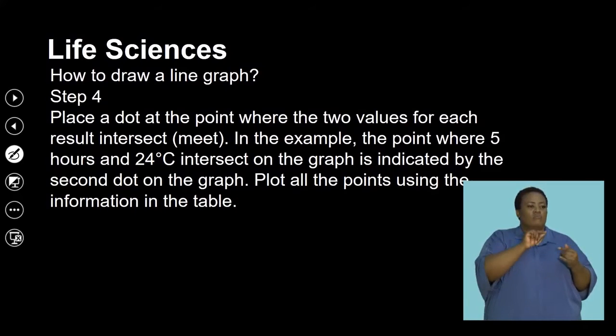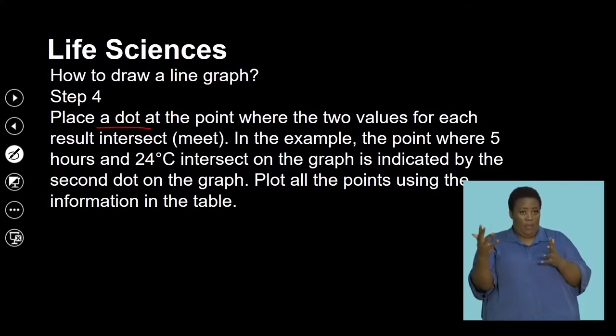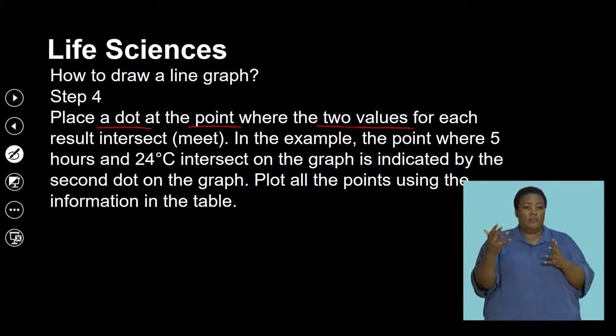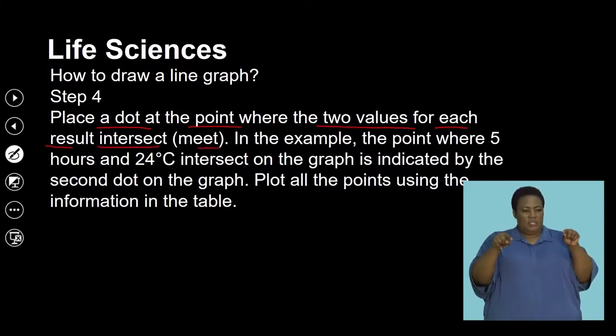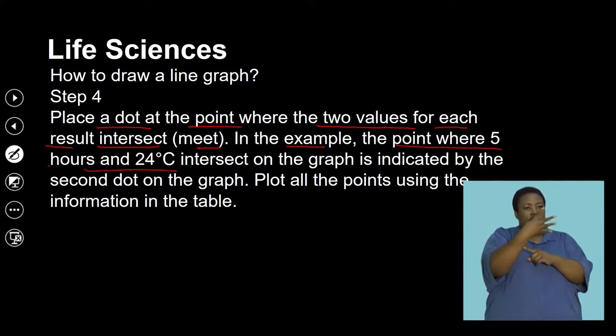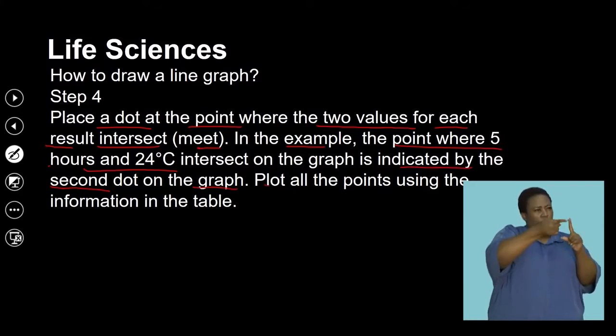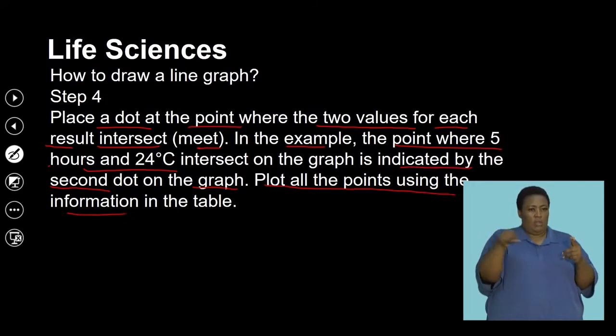How do we plot these points? So we place a dot at the point where the 2 values for each result intersect or meet. In the example, which is on the next slide, the point where 5 hours and 24 degrees intersect on the graph is indicated by a second dot on the graph. You've got to plot all these points using information from the table.